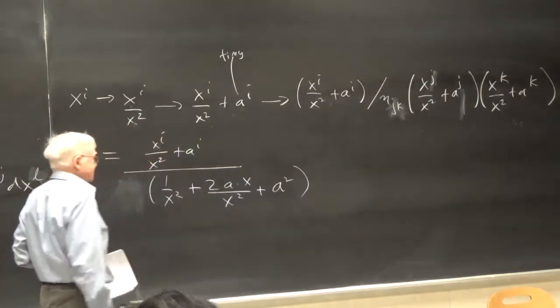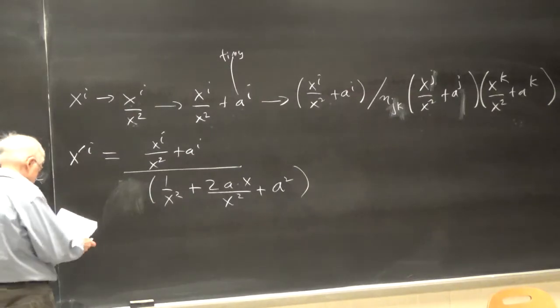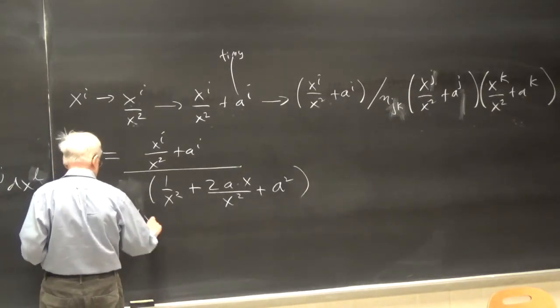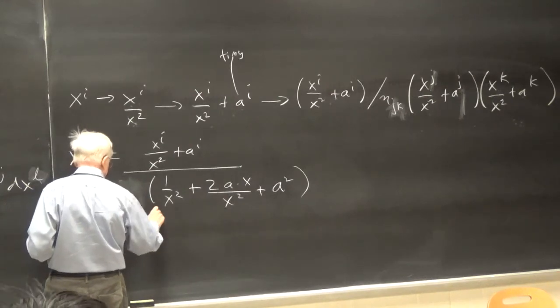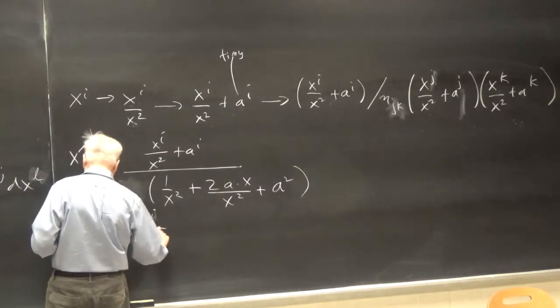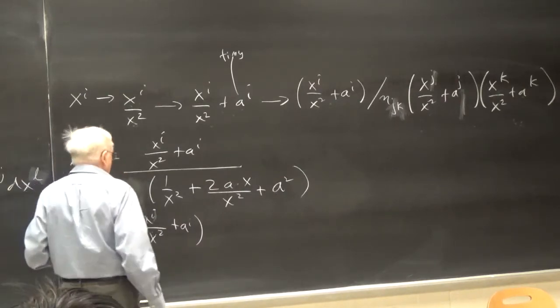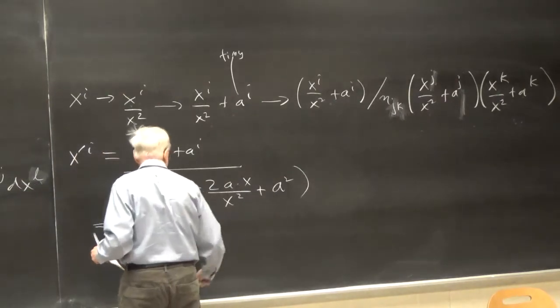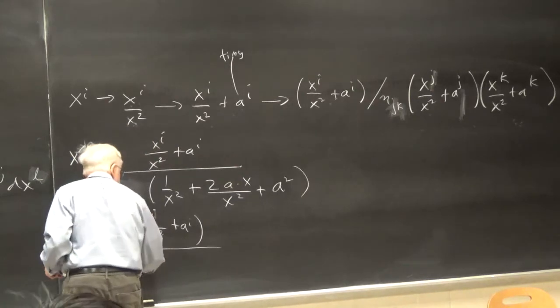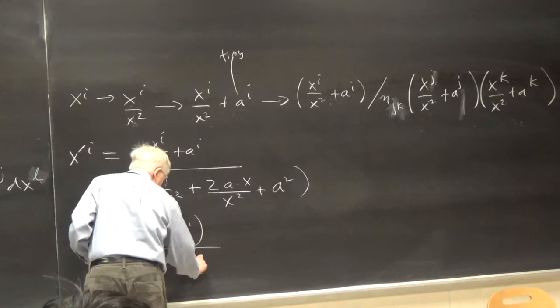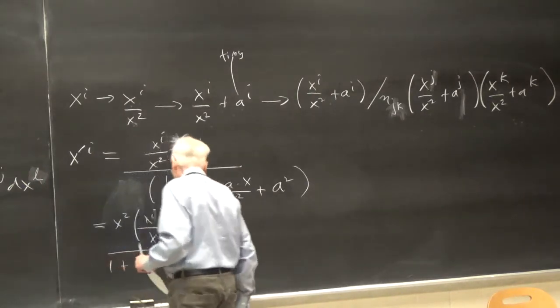And now you multiply top and bottom by x squared, and what you get is x squared xi over x squared plus ai, and you're dividing by 1 plus 2a dot x plus a squared x squared. So that's what we've got.